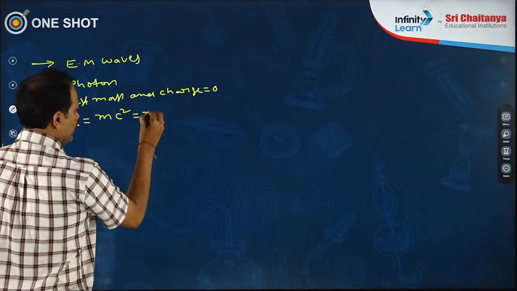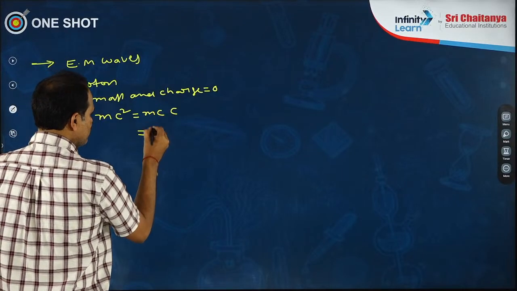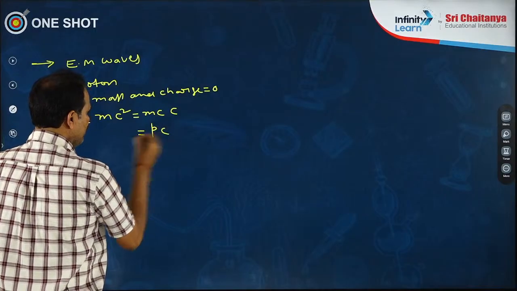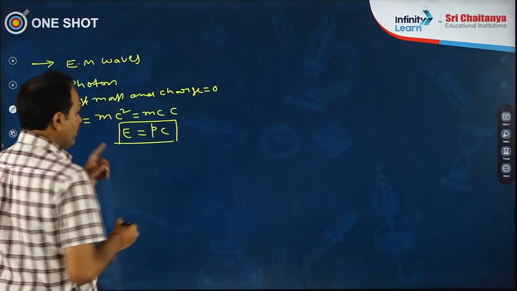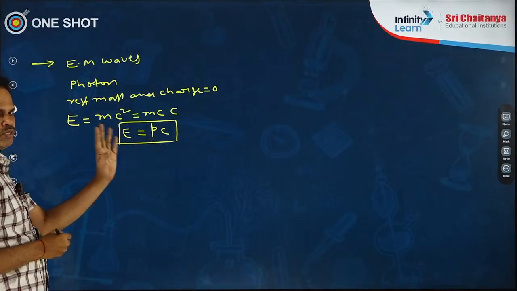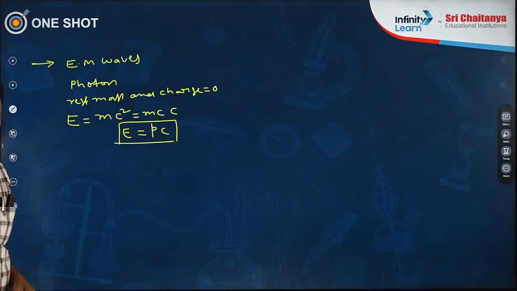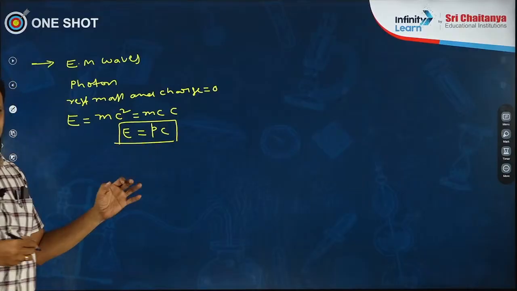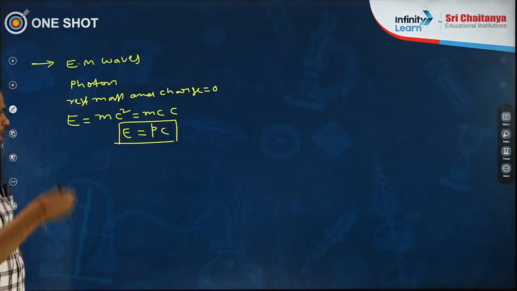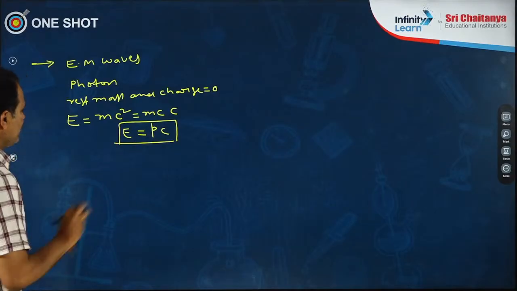We can write m into c, where m c is the momentum, that is p. So the energy of the photon can be written as the momentum of the photon into c. First question directly: a photon energy is given as some value, 10 electron volts. What is its momentum asked? P is equal to E by c. Or a photon momentum is given, what is the energy? Energy is equal to p into c.